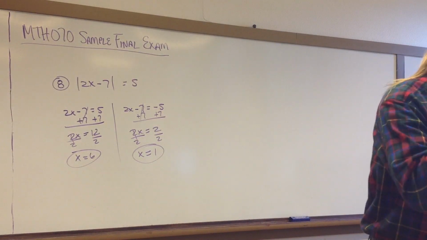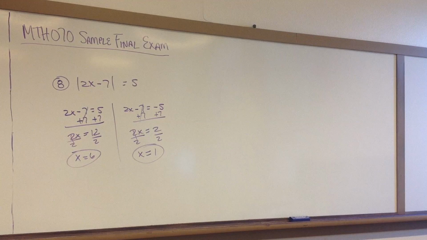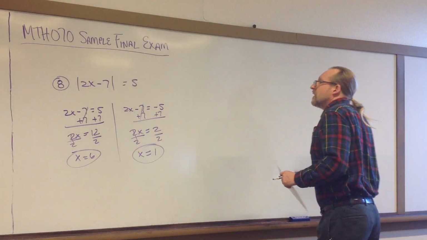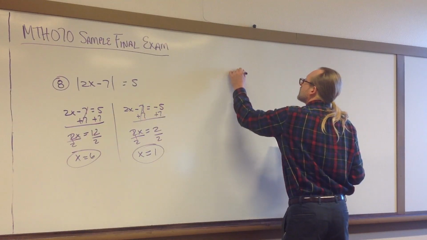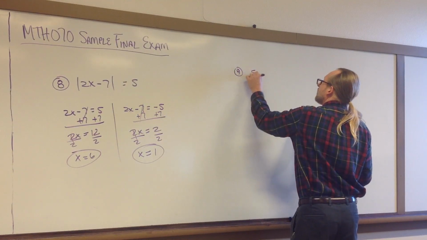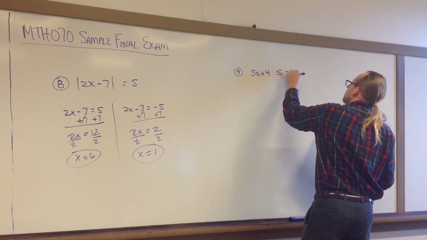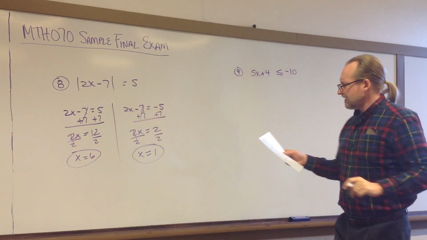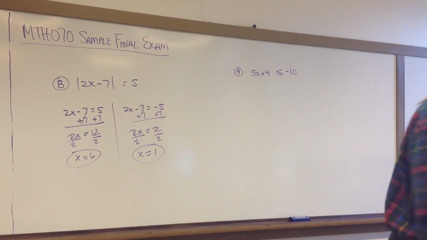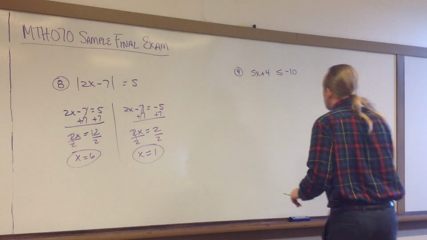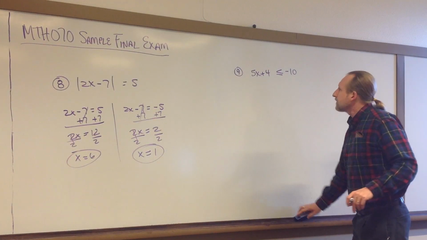Problem 9. Okay, so this page is all about inequalities. So let's take a look at it. 5x plus 4 less than or equal to negative 10. And we want to graph each one of these on a number line as well once we solve the inequality.